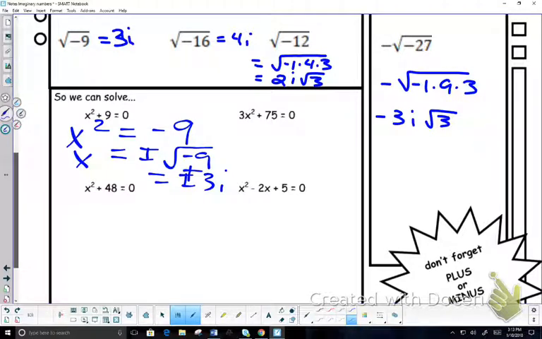What do we do first? Minus 75. Okay, so I get 3x squared equals negative 75. Yep. What do I do next? Divide by 3. So I get x squared equals negative 25.